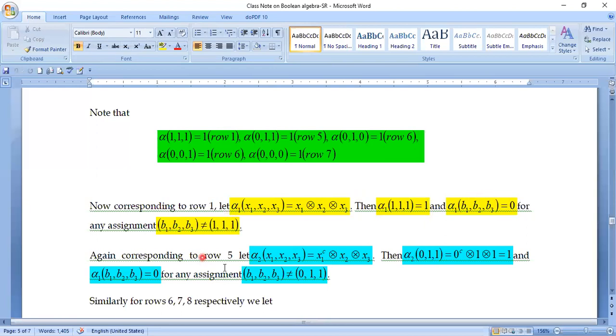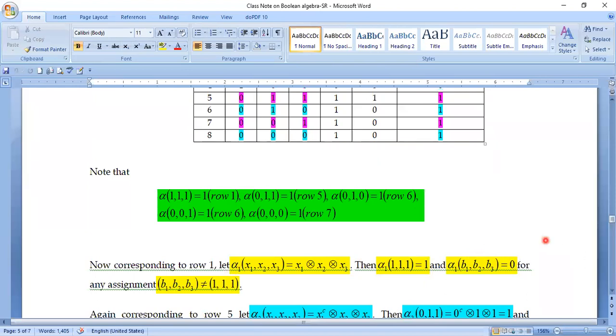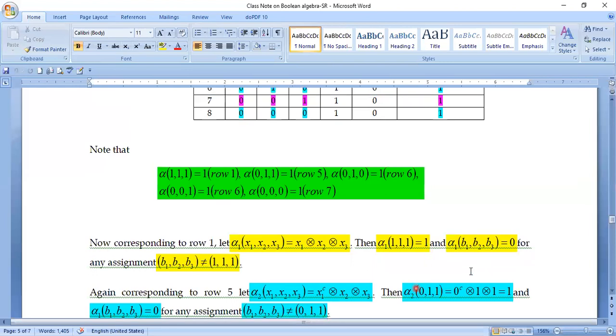Second, you come to row 5. Okay, let us see row 5. You just look at the chart. This is your row 5. Now, in row 5, what are the values? We have 0, 1, 1. So what we can do, you can put x2 to be 1 and x3 to be 1, their product will be 1. But you cannot put x1 to be 0, otherwise the product will be 0.